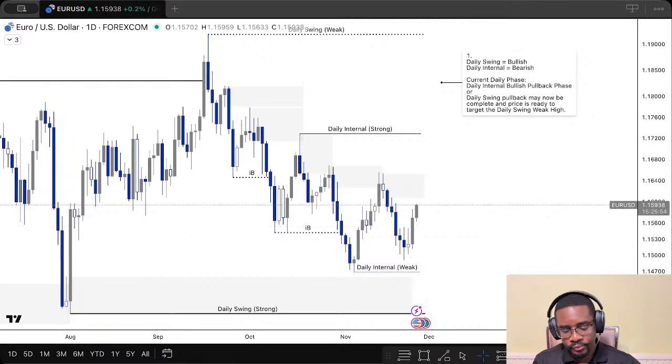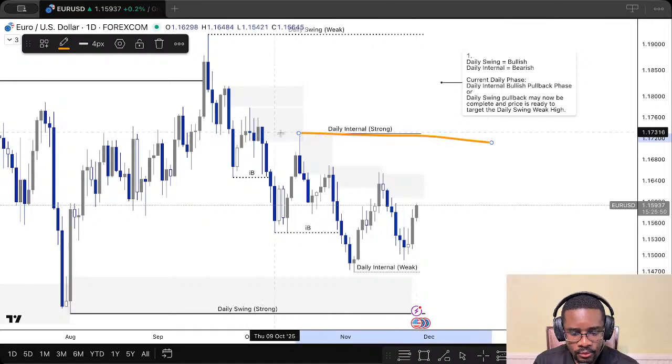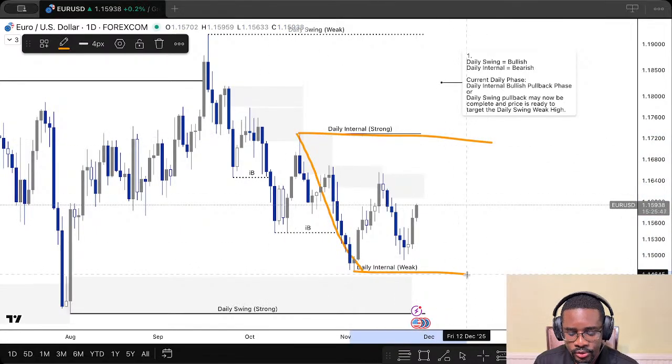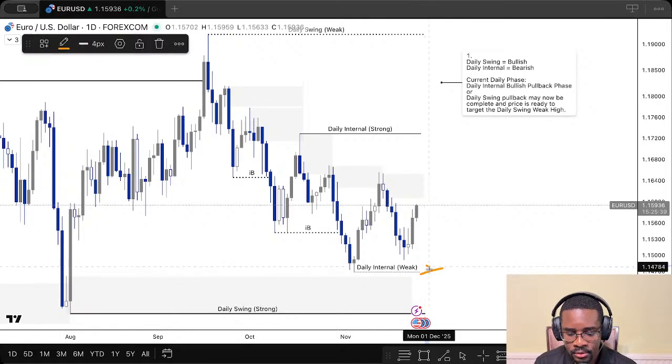Our internal range is still bearish. Okay, this is what we still have. So the expectation was that this low is going to go.